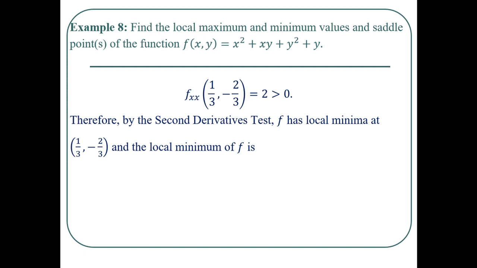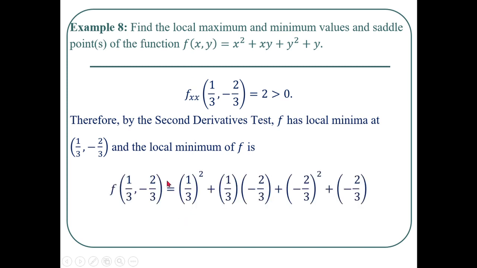and the minimum value can be obtained by substituting x is equal to 1/3 and y is equal to -2/3 in the formula of the function. So f at (1/3, -2/3) is equal to (1/3) square plus (1/3) into (-2/3) plus (-2/3) square plus (-2/3). It is equal to 1/9 minus 2/9 plus 4/9 minus 2/3. So 1/9 minus 2/9 plus 4/9 will be 3/9, that means 1/3, minus this 2/3 as it is, and at last we will get -1/3 as the local minimum of f.